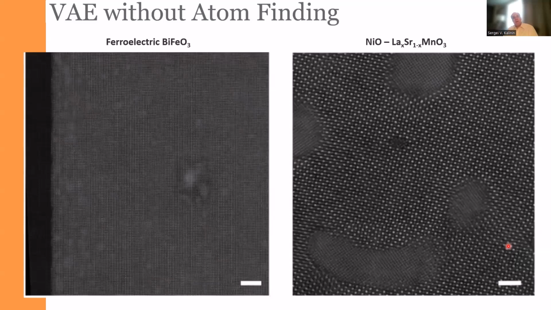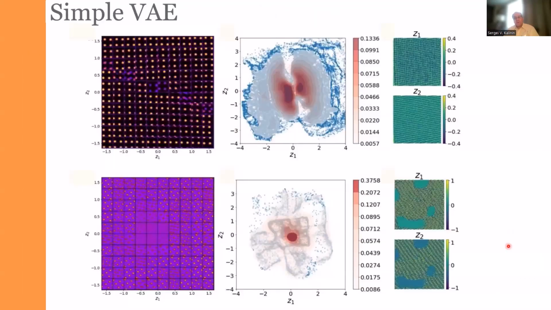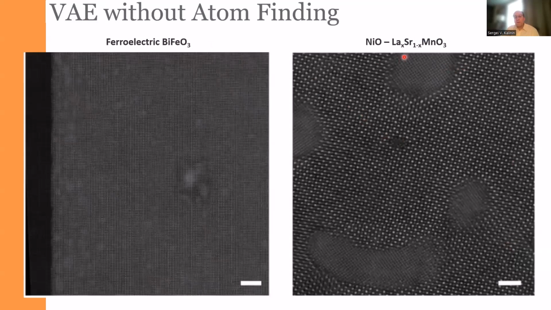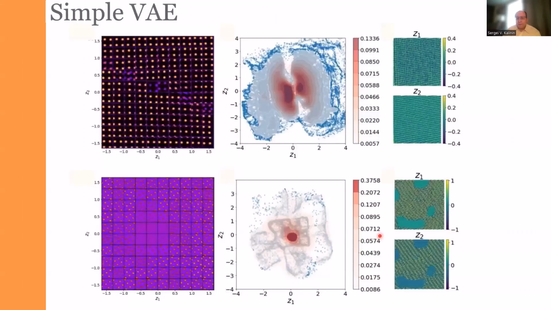Now, an interesting question: can we do this without atom finding? The answer is sometimes. As a simple example, let's say we have the image of bismuth ferrite and nickel oxide, the same image of BFO, LSMO. In this case, we don't see it directly, but we can see the substrate, and there are also ferroelectric domains here. There are two phases, so that one is visible by eye. So what happens if we try to put this data in the normal VAE without atom centering? Our latent distributions are very complicated, and our latent images are also very complicated.